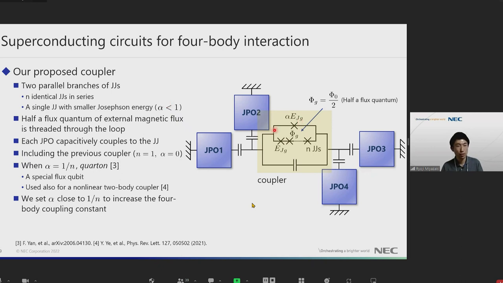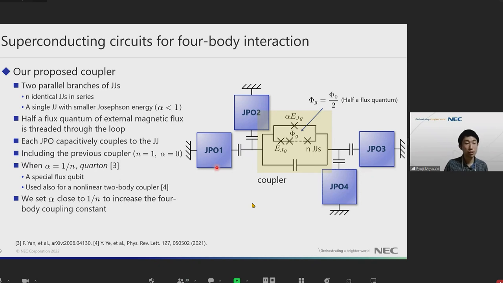And the important point is that we thread half a flux quantum of external magnetic flux through the loop of the two branches, like this: Phi_G is equal to Phi_0 over 2. And each JPO capacitively couples to the JJ via these capacitors, as in the previous one. This coupler includes the previous coupler as the case n equal 1 and alpha equals 0. With this setting, this coupler reduces to the previous one. And also, when alpha is equal to 1 over n, this coupler is called a quartermon, that is a special flux qubit.